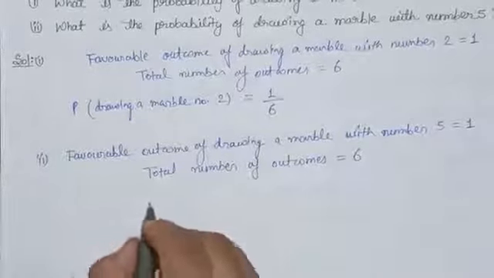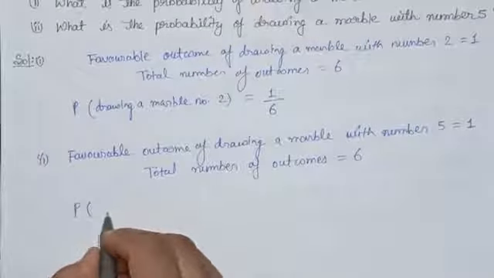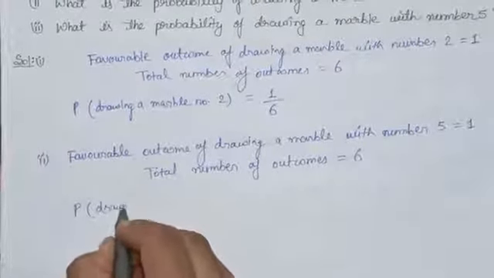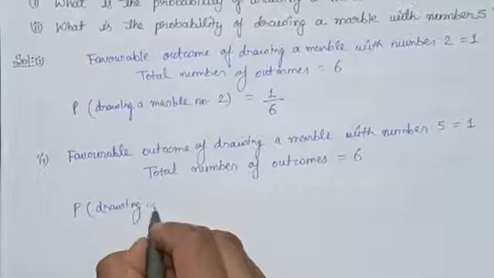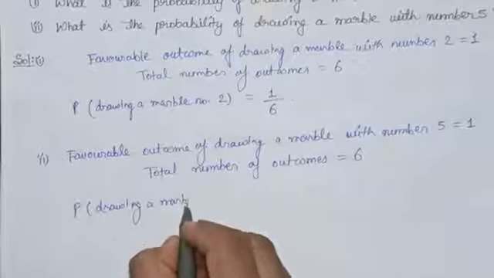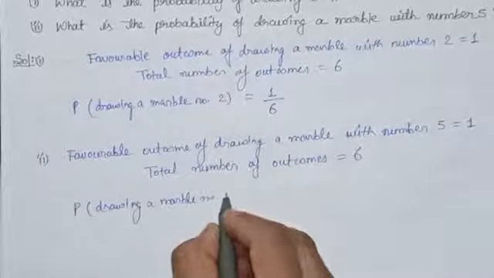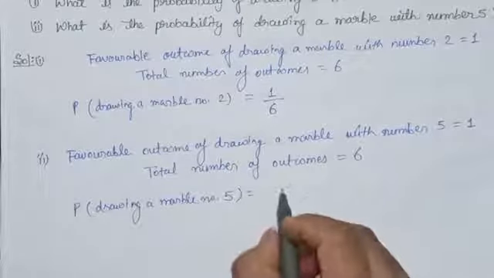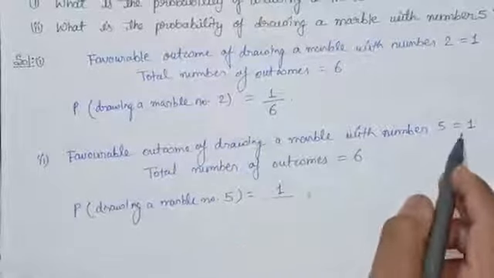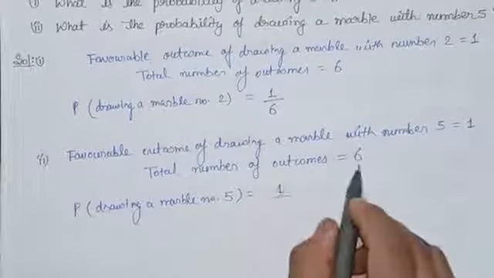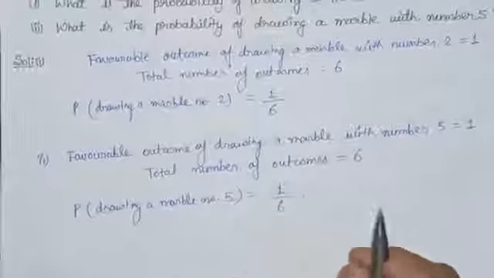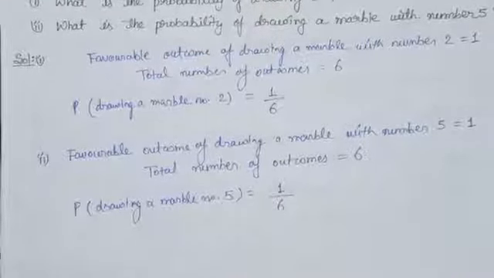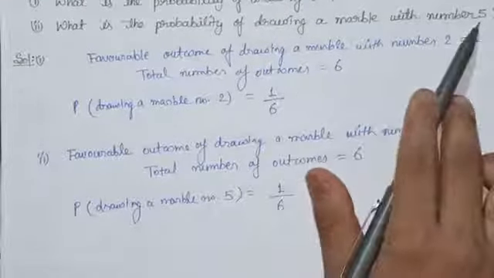Now we will use the same formula. Probability of drawing a marble with number 5 is equal to the favorable outcome of that marble, that is 1, divided by the total number of outcomes, that is 6. So 1 by 6 is the probability of drawing a marble with number 5.